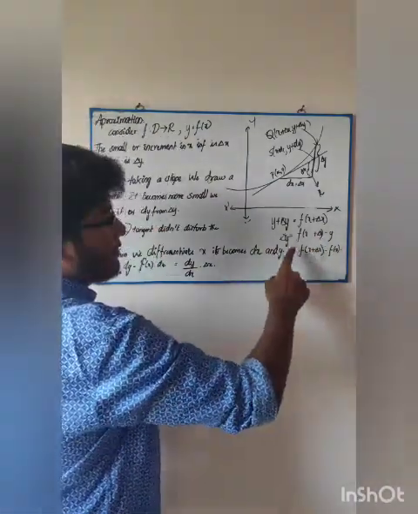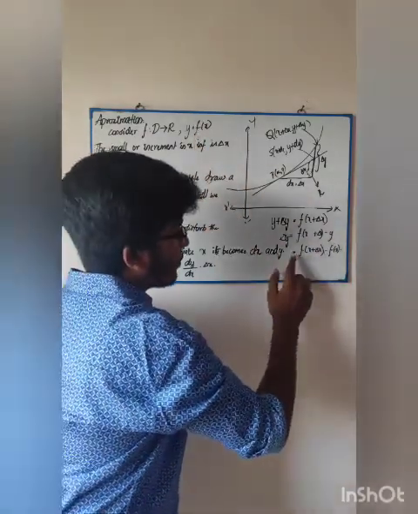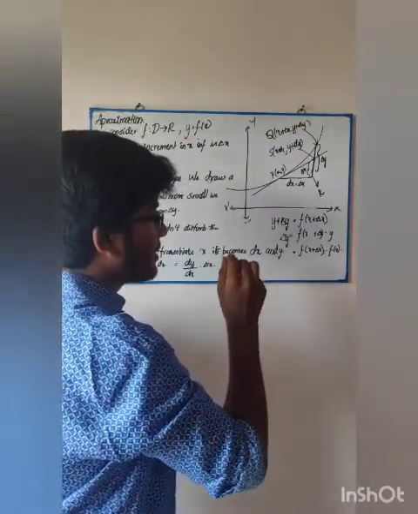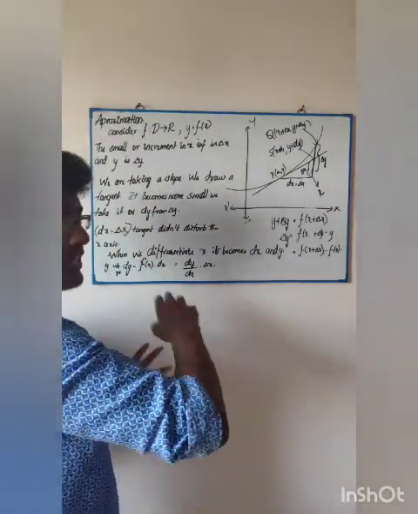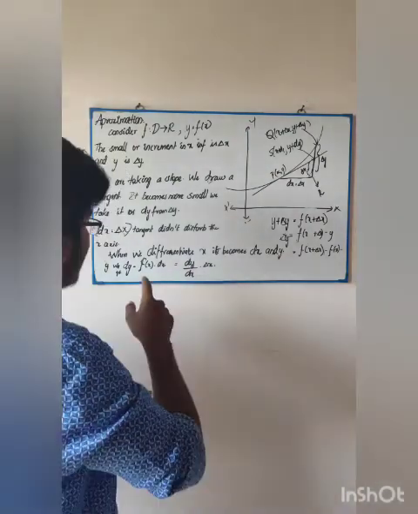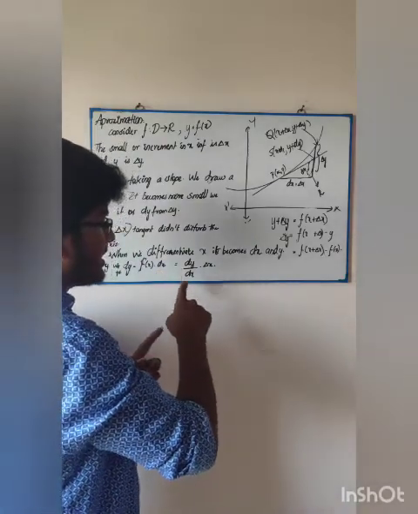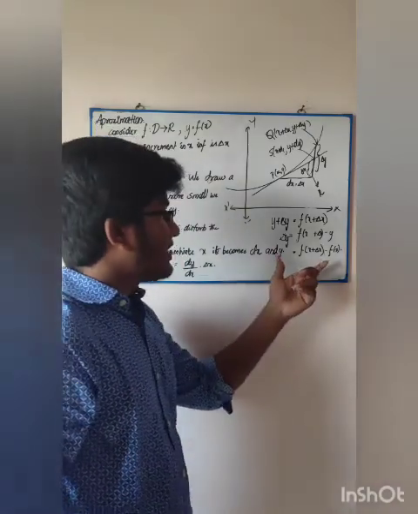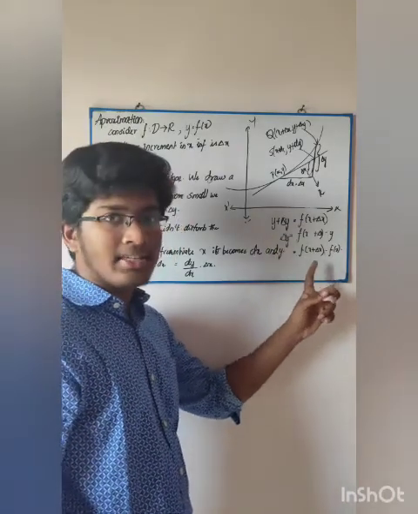So we have y is equal to f of x. So we obtain that del y is equal to f of x plus del x minus f of x. When we differentiate x, it becomes dx, and when we differentiate y, we obtain dy by dx into del x. Here is the proof that del y is equal to f of x plus del x minus f of x.